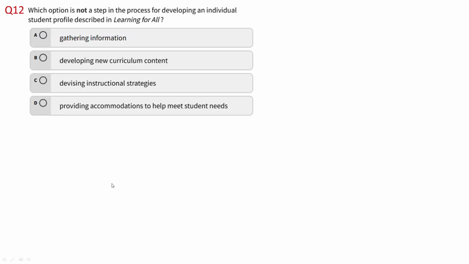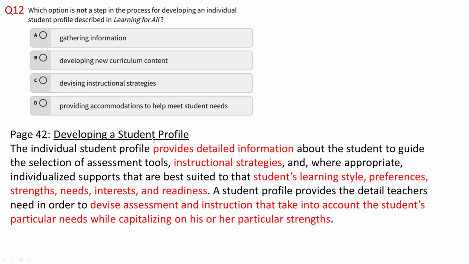Question number 12. Which option is not a step in the process for developing an individual student profile described in Learning for All? And you'll find this on page 42. Provides detailed information, instructional strategies. So gathering information, instructional strategies, providing accommodations to help meet student needs. The one that's not listed is develop a new curriculum content.